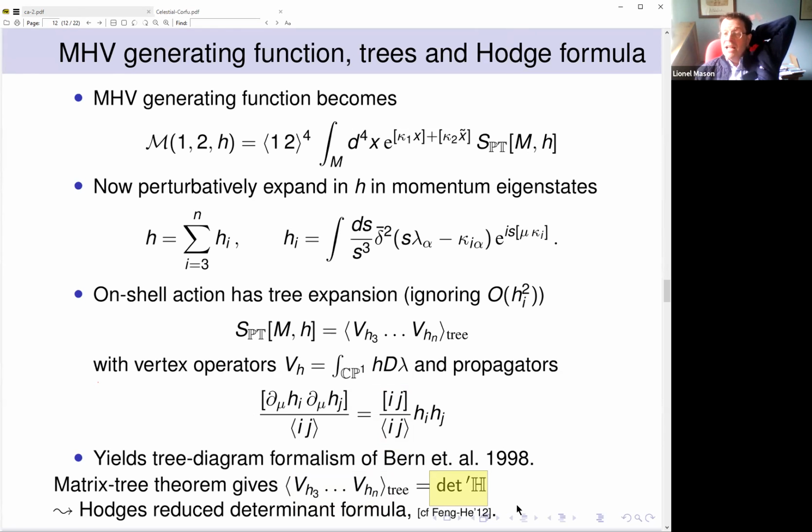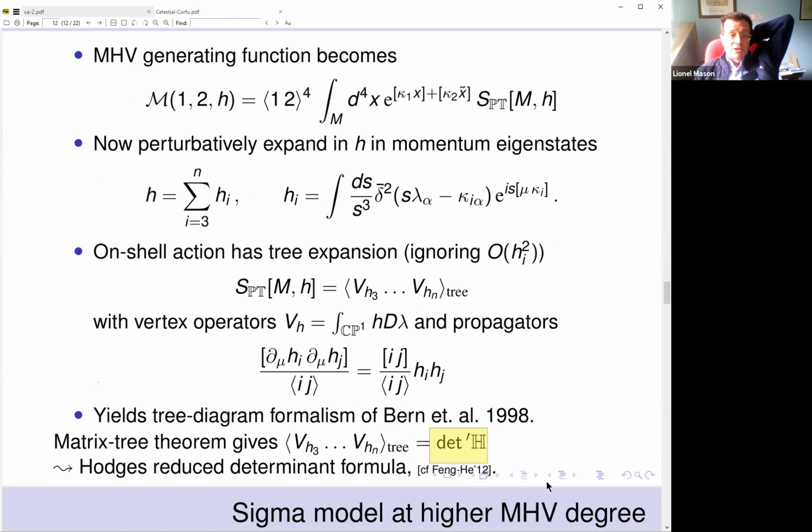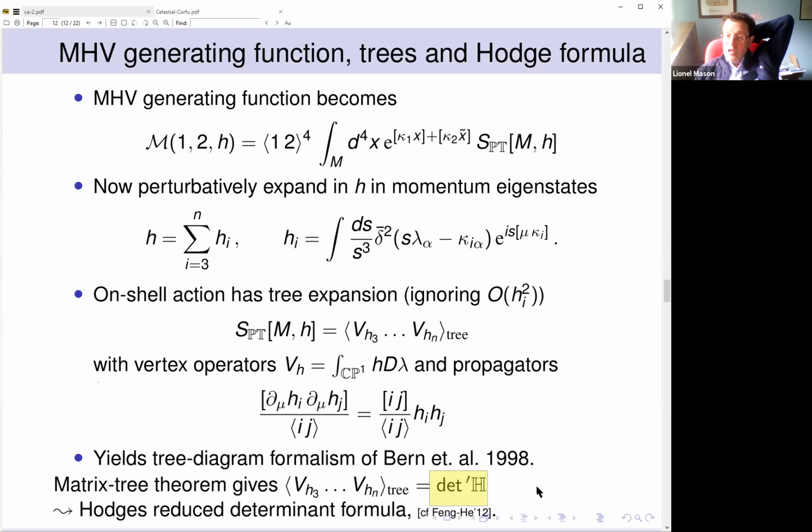Okay, so where am I? I've got a few minutes left, I guess. Good. Maybe I should just pause for questions there. This is the main result, or the first main result, of our work.